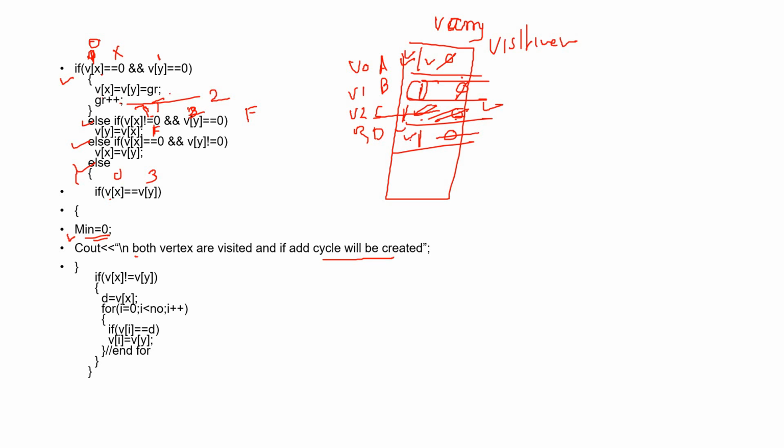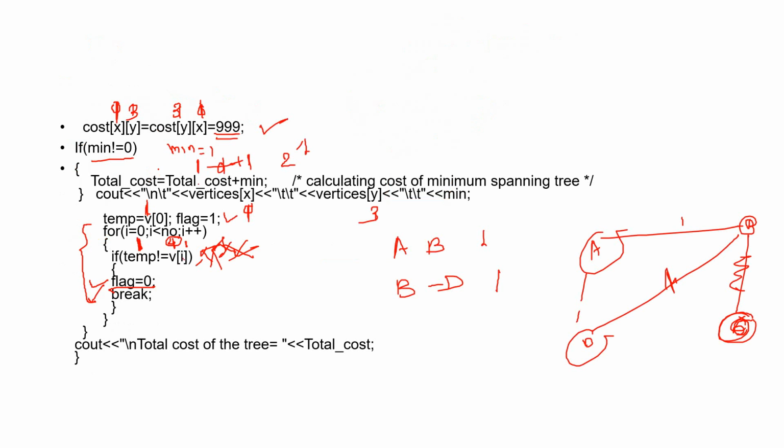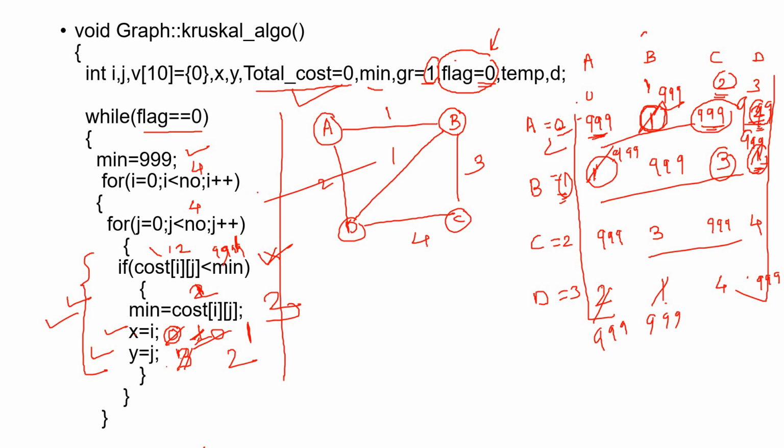So here you can see all 4 vertices are visited. But now it is going to jump to this part. So cost of 1 2 will be equal to cost of 2 1, equal to 999. So here what we are doing? Instead of 3 here we are going to make it 999. Here also we are going to make it 999.